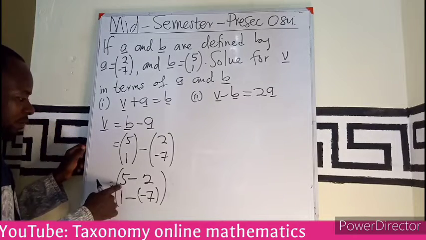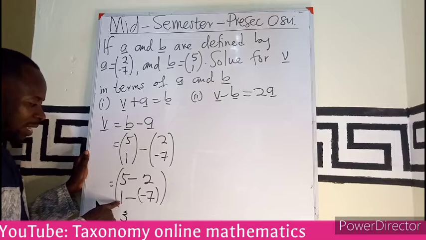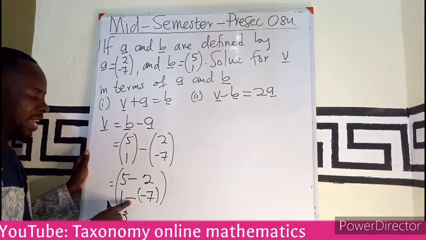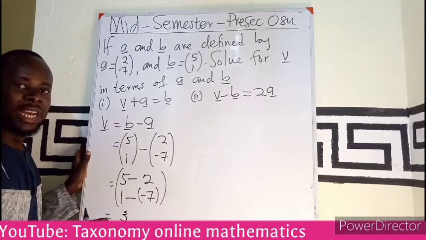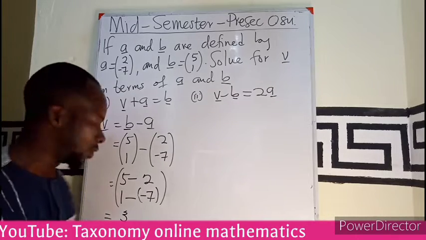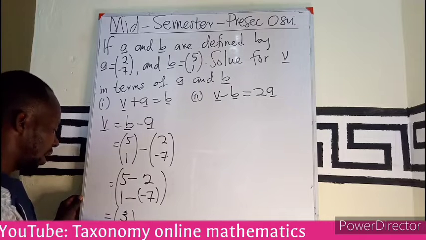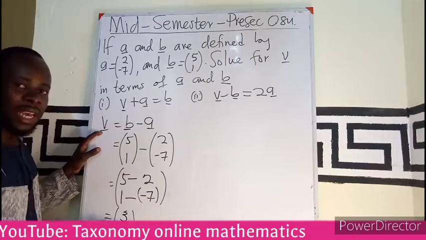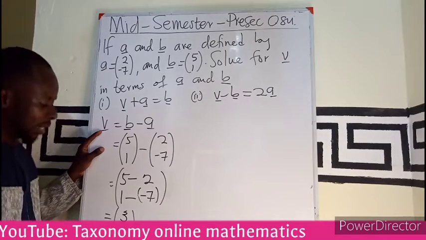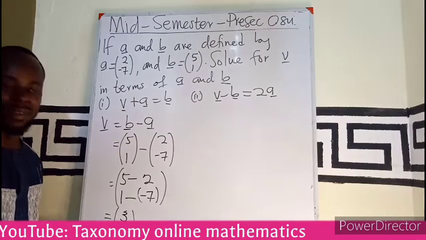In this case, 5 minus 2, I believe we get 3. Then here is going to be 1 minus negative 7. When the two negative signs are together, they cancel out, so here we have positive. The answer is just going to be 8. So vector V is just (3, 8): 3 on the x-axis, then 8 on the y-axis.